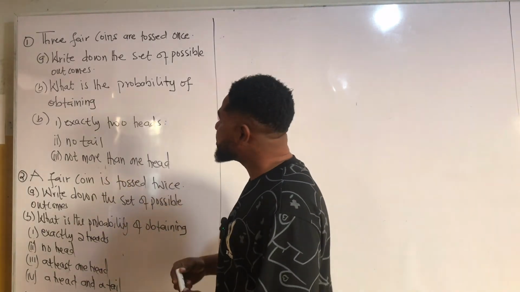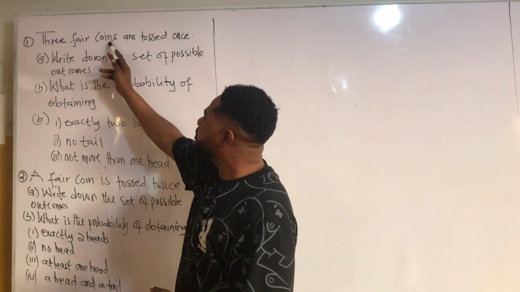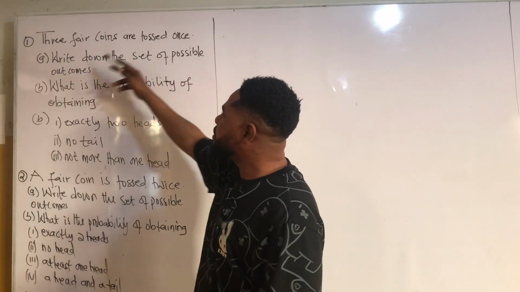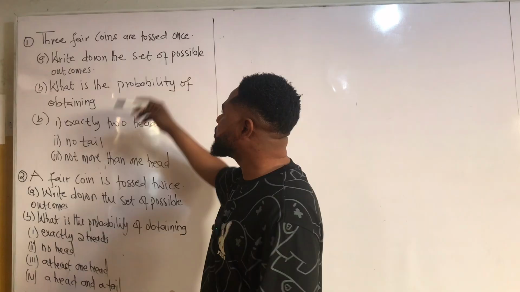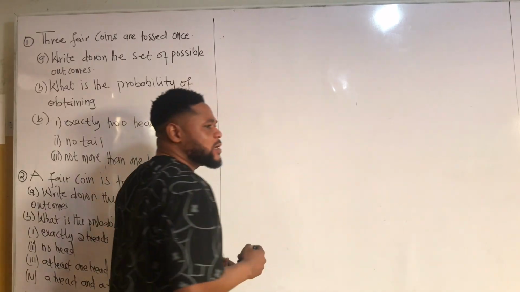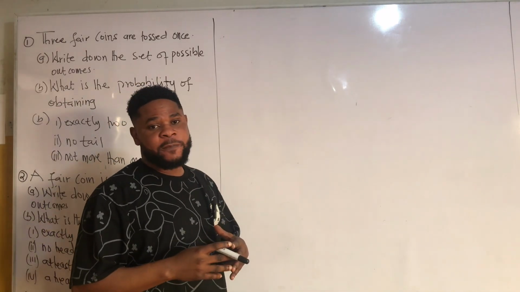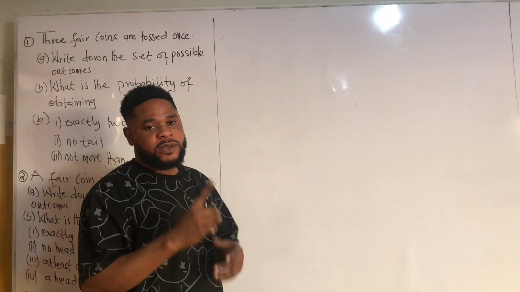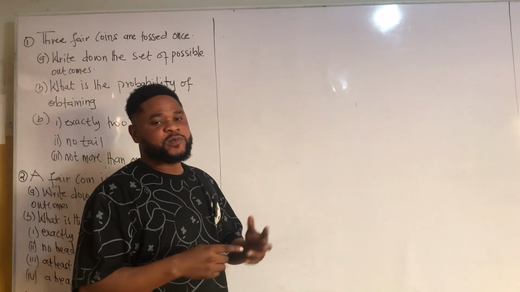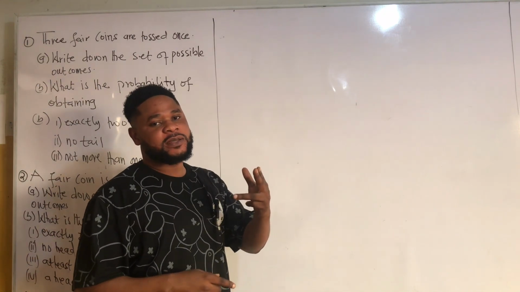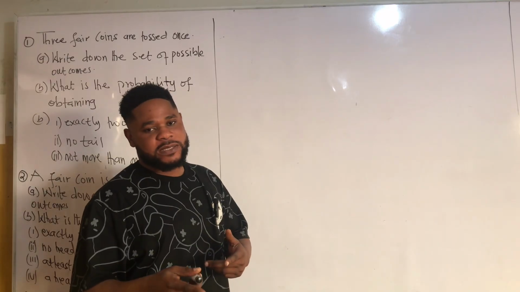Alright, let us look at question 1. 3 fair coins are tossed once. Write down the set of possible outcomes. Now, in tossing a coin, one thing we need to know is that if you have a coin and you toss it twice, it's the same as having 2 coins tossing it once.